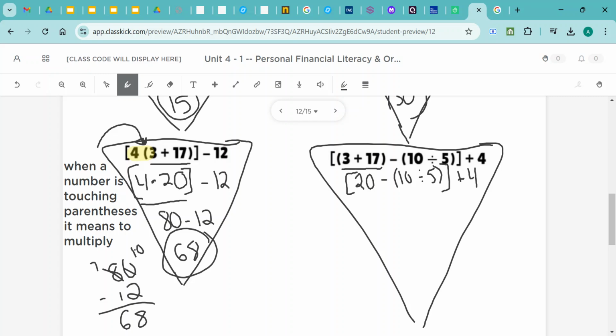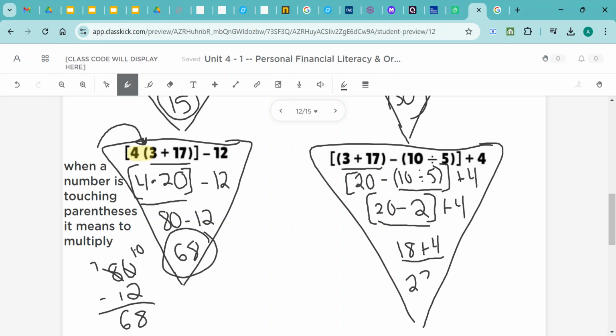Okay, now I re-look at my problem. What do I need to solve first? I have more brackets, and then in the brackets I have parentheses, so I'm going to solve that. 10 divided by 5 is 2. I'm going to get rid of the parentheses because I solved what was in them. 20 minus 2, and I need to keep brackets around that because I haven't solved that yet. Plus 4. Now I have 20 minus 2 in brackets plus 4. I'm going to do the 20 minus 2. 20 minus 2 is 18. Plus 4. I got rid of the brackets because I solved what was in them. Now I'm going to do 18 plus 4. 18, 19, 20, 21, 22 is my answer.